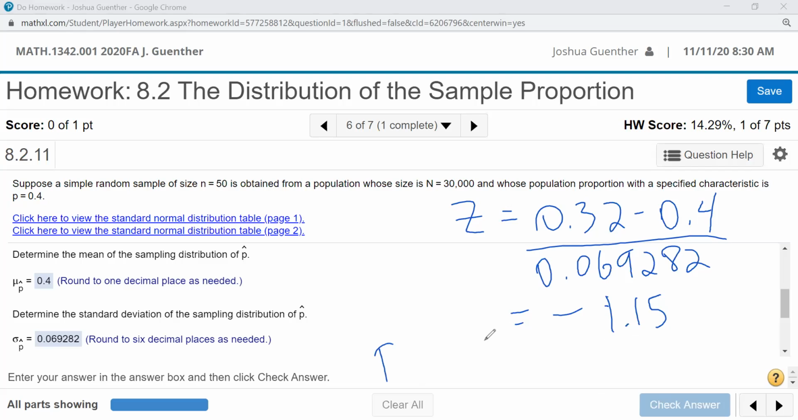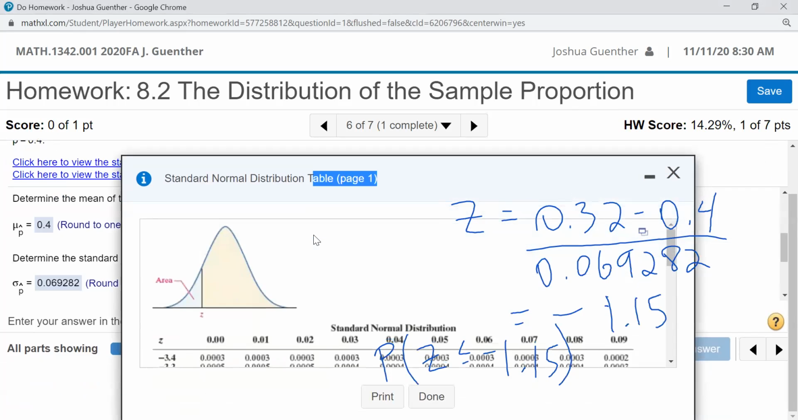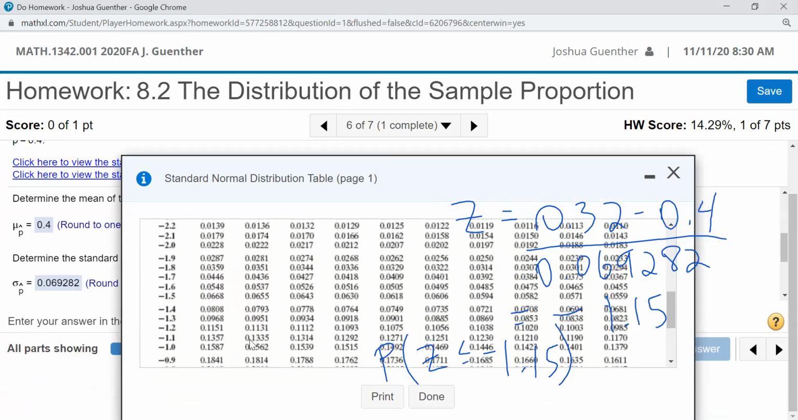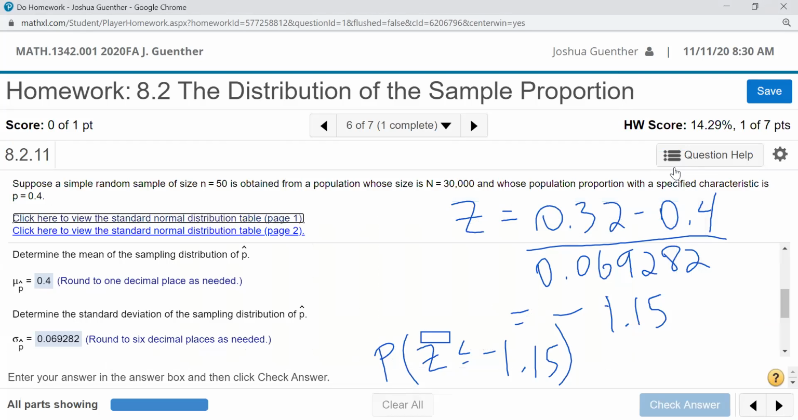So now we want the probability of getting a z-score of less than or equal to negative 1.15. So we need to go to this z-chart that has the negative scores on it. Look up negative 1.15, negative 1.1. It's going to be this 0.1251. And we don't have to do 1 minus or anything because it's already a left-tailed or less than z-score. 0.1251.